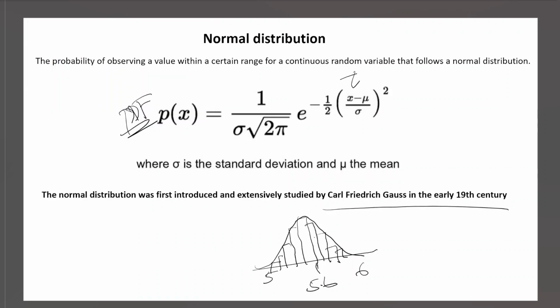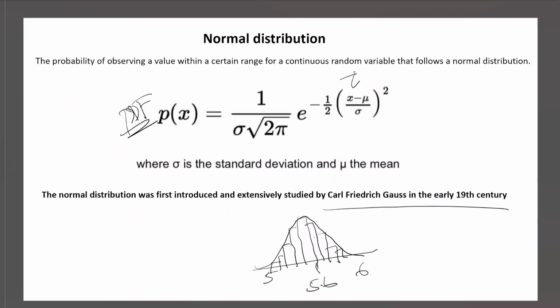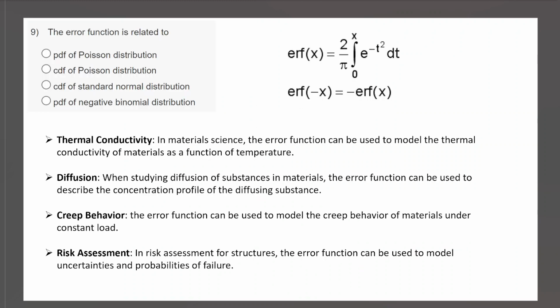You can see pi is also remaining the same. So this error function is popularly the cumulative distribution of the standard normal distribution, because the error function is continuous. It's applicable only for continuous variables. Poisson and negative binomial are all discrete, and the CDF of the standard normal distribution is given by the error function.